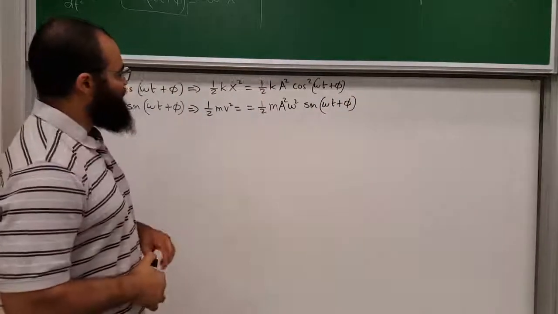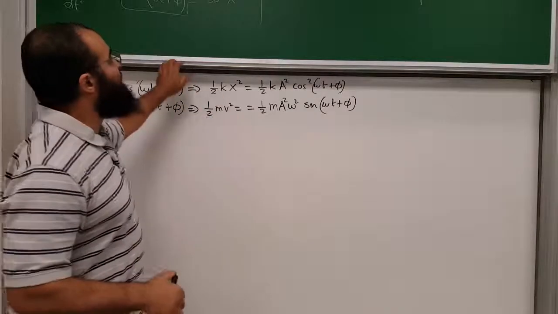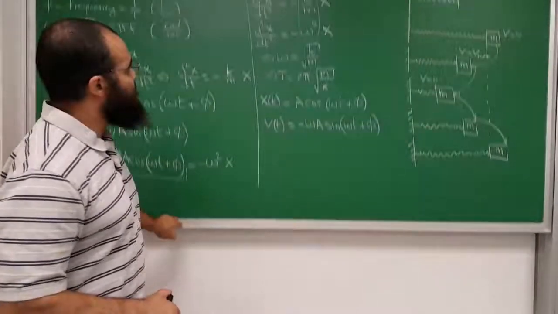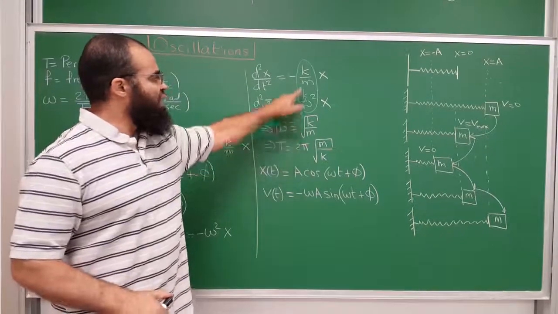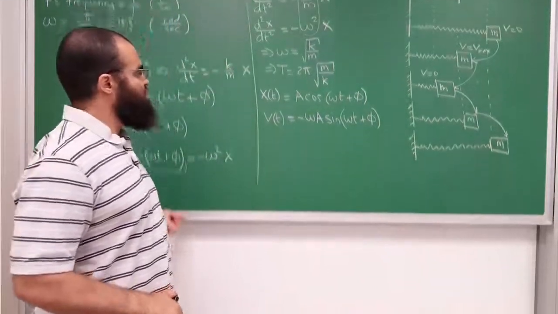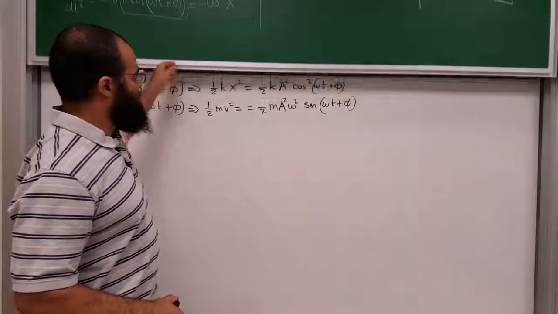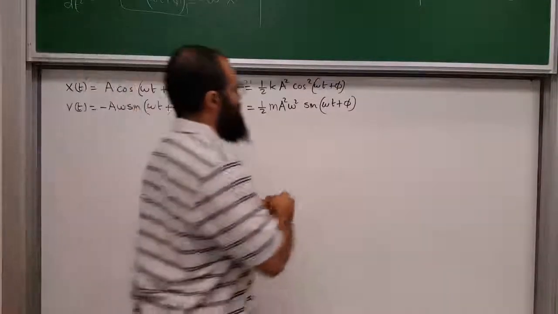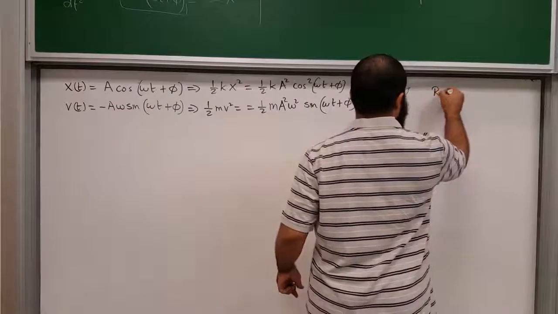But what's the relationship between k and omega and m? Omega squared is k over m. Omega squared is k over m. So remember, recall.